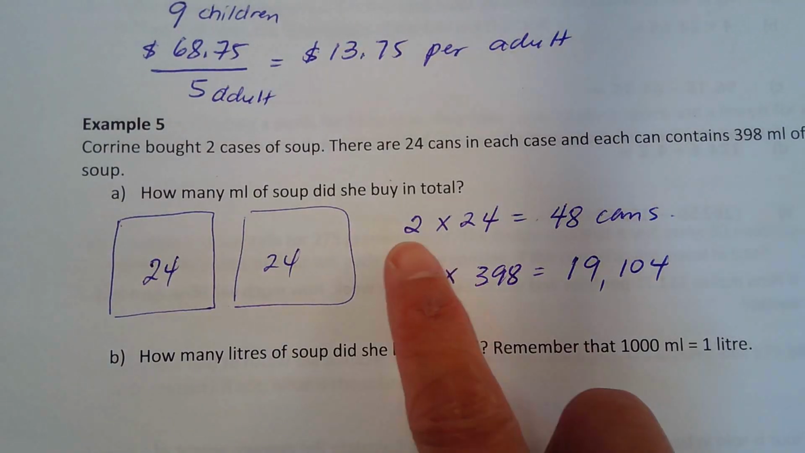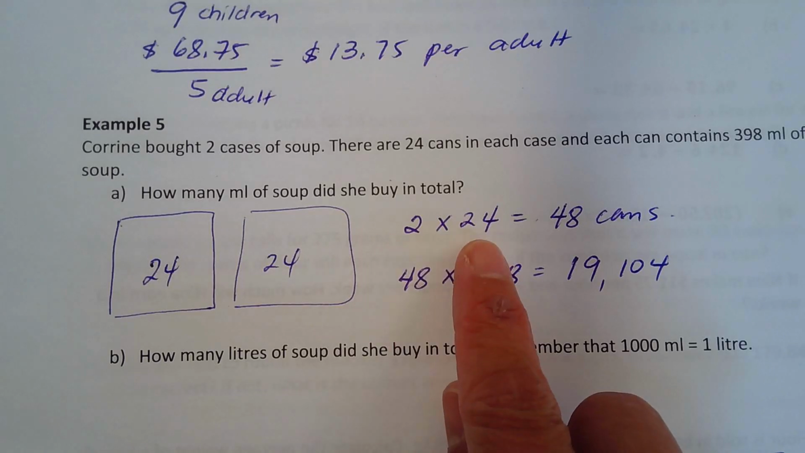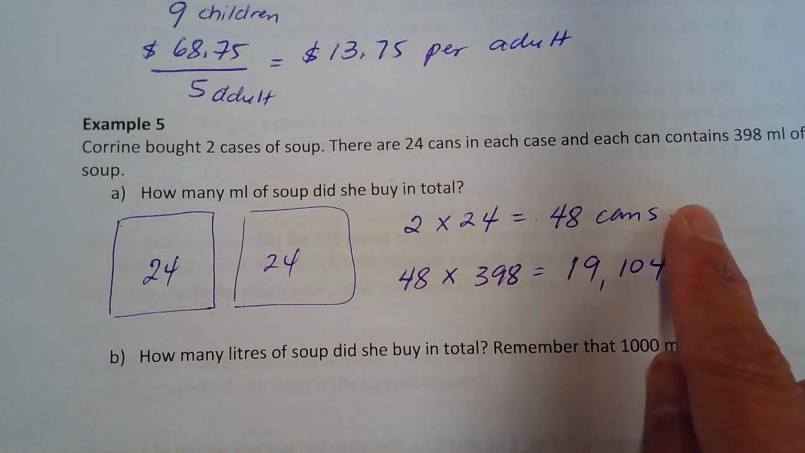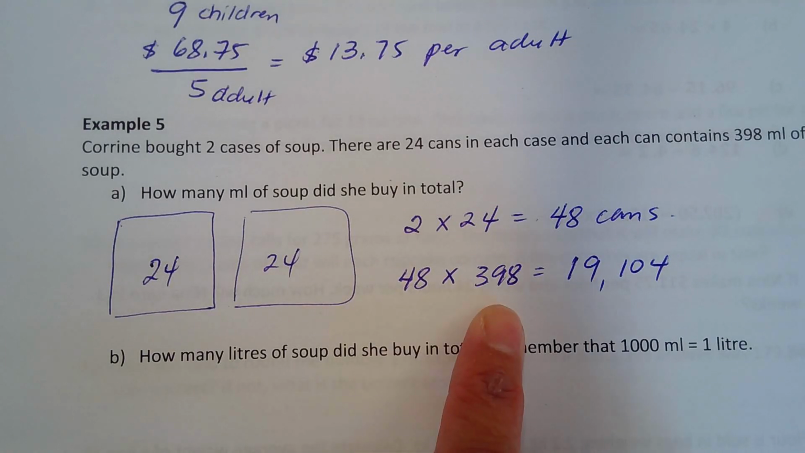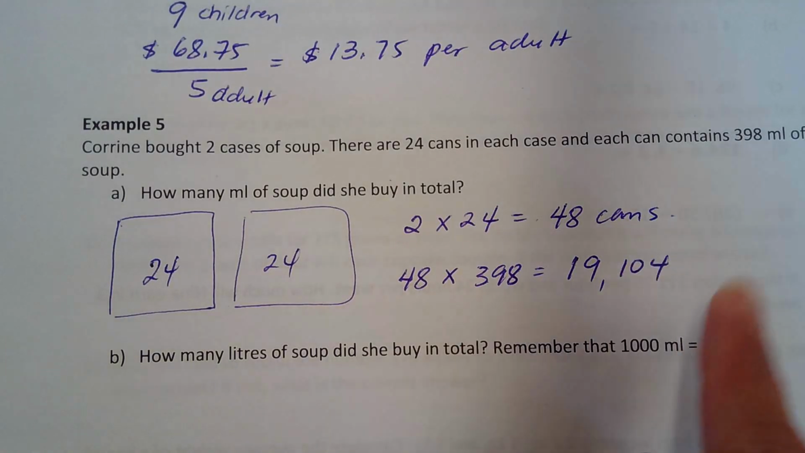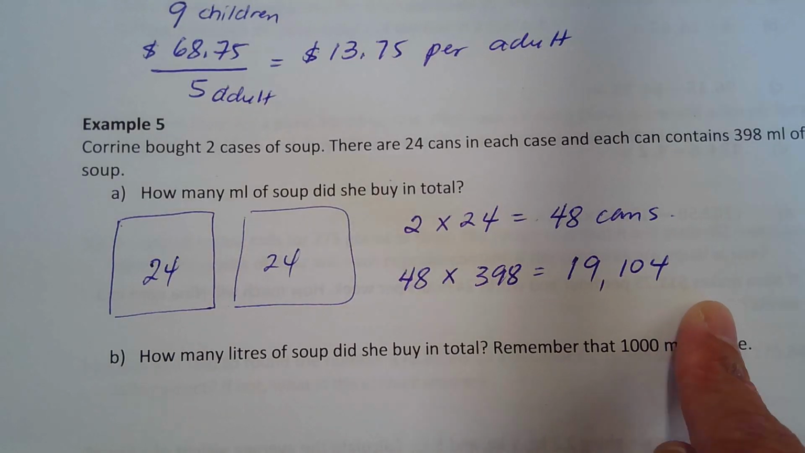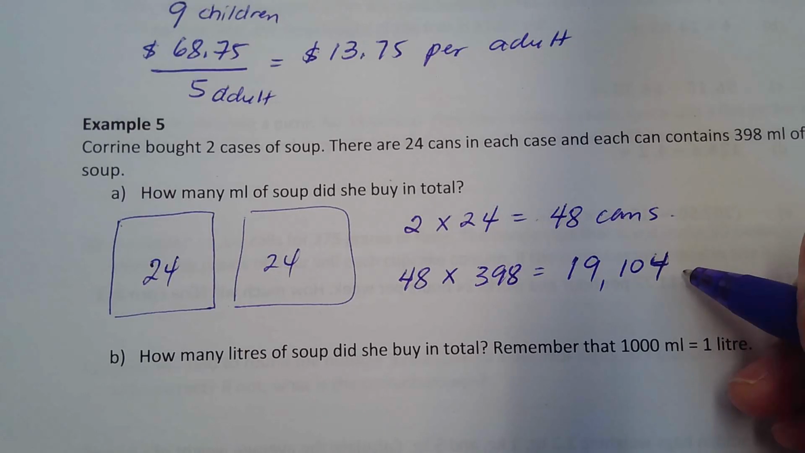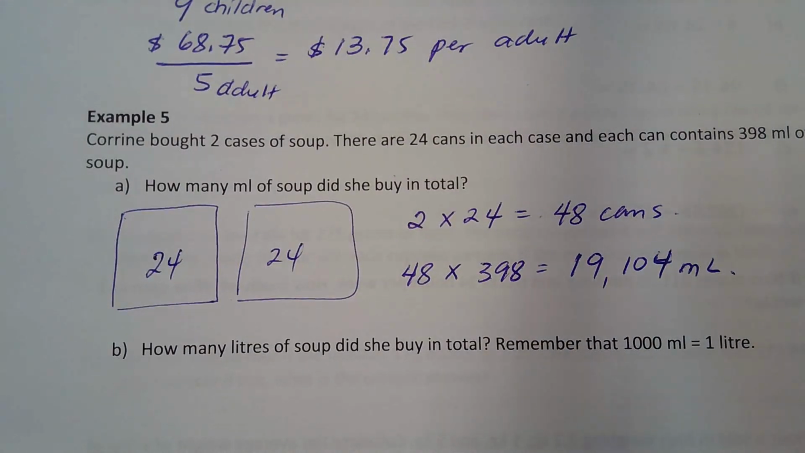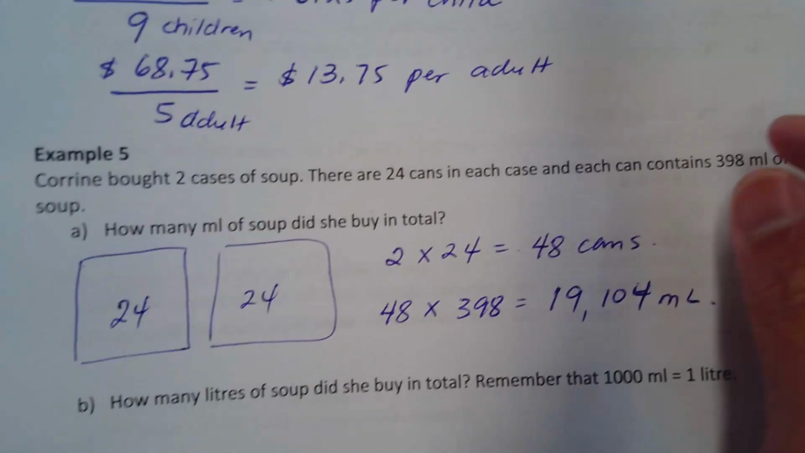So 2 cases times 24 cans in each case, it's going to be 48 cans. 48 cans times 398 ml. What would this be? 19,104, yeah. And what's our unit? Milliliters, yes, ml.